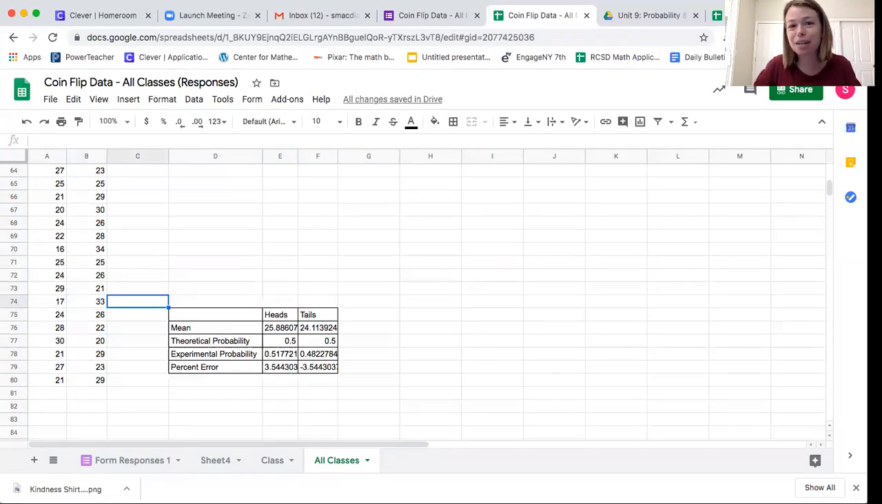So anyways, I hope I didn't bore you. And yes, Sheets is super exciting and interesting, and I wish we had more time to spend on it. But there you go. We compared theoretical probability and experimental probability.